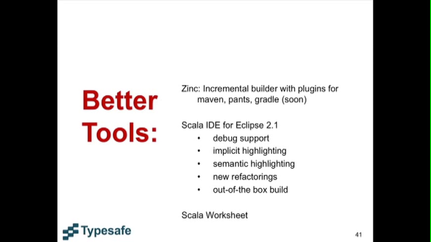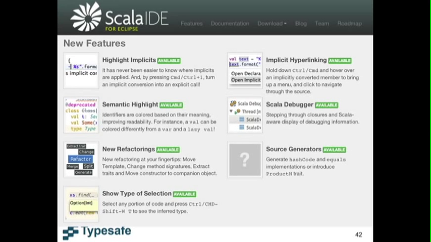The other thing that has made great strides, I believe, is the Scala IDE for Eclipse. There's a new version which will come out right after 2.10 is out, which is called 2.1. You've already seen the worksheet, so that is part of that new IDE, and it has lots of other improvements. One thing that is very useful, because we talked a lot about implicits, is that the IDE can actually show you what implicits get inserted, so you get much better control over what really goes on in your code. There's better semantic highlighting, refactoring, and much better Scala debugger support.